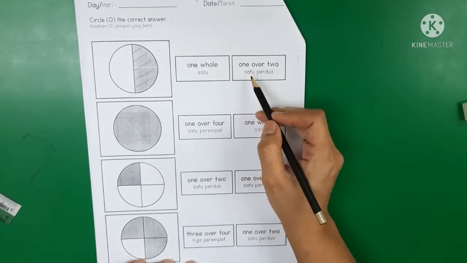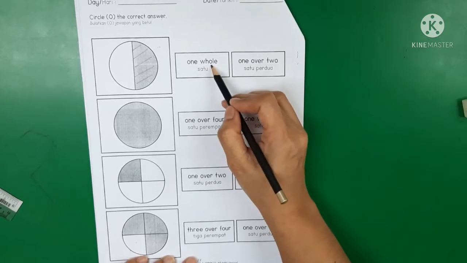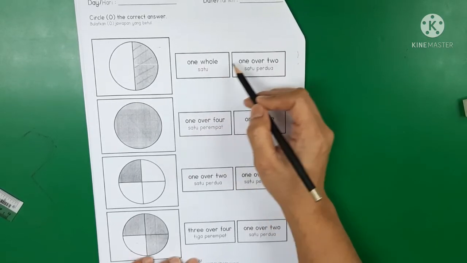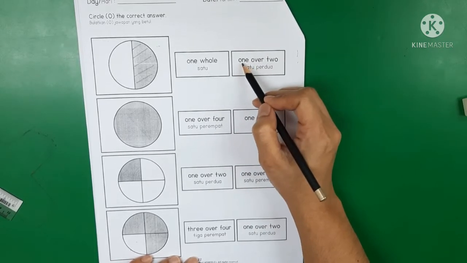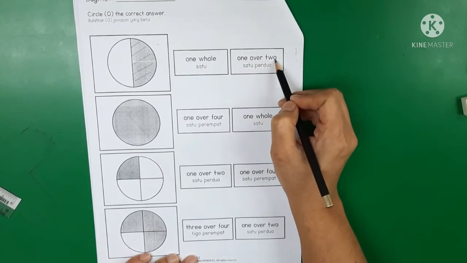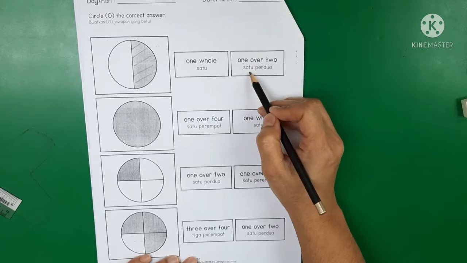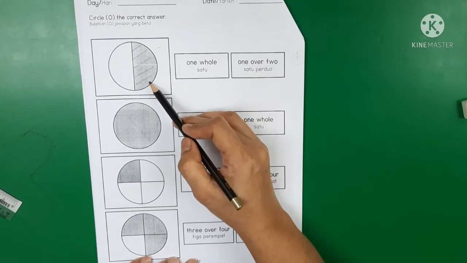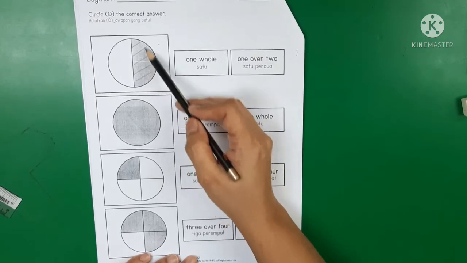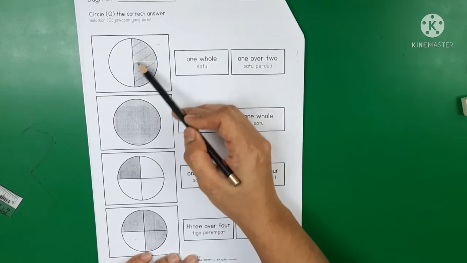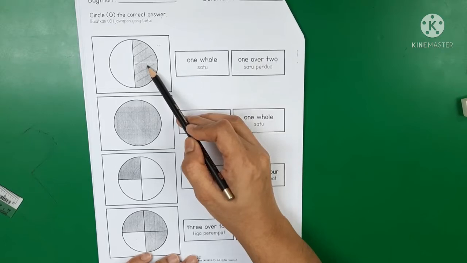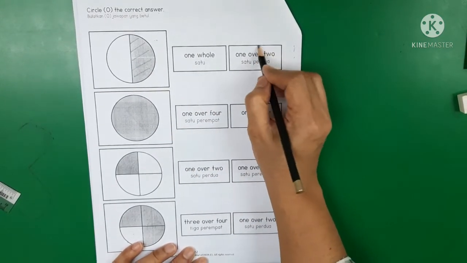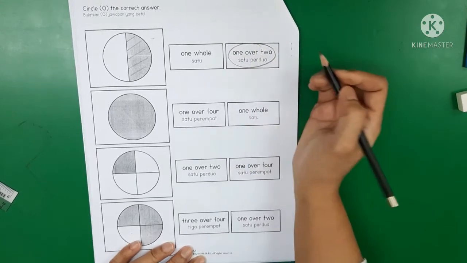Now look at the words given here. 1 whole. In Bahasa Malaysia, 1. Oh, the one over here is 1 over 2. In Bahasa Malaysia, 1/2. So look at this diagram again. Is this 1 whole or 1 over 2? 1 over 2. Good job. This is 1 over 2. So circle the correct answer.